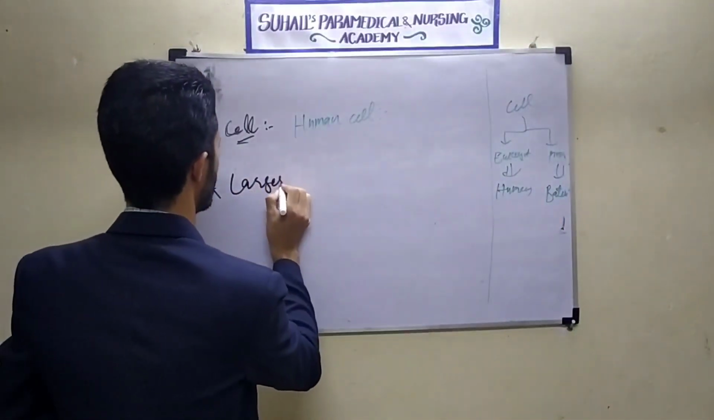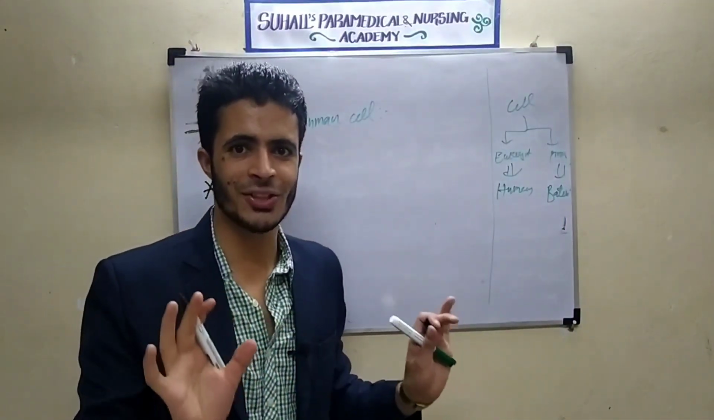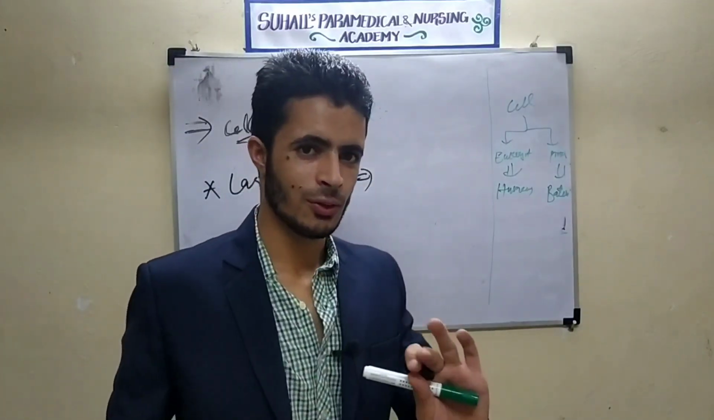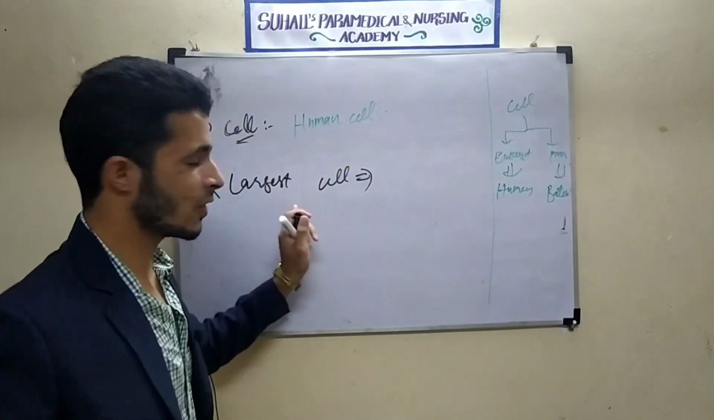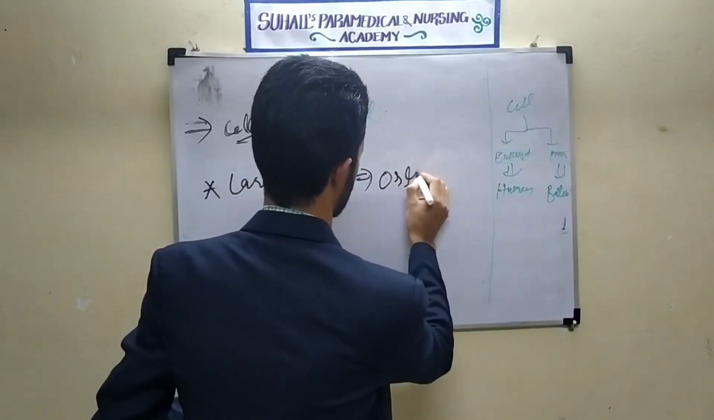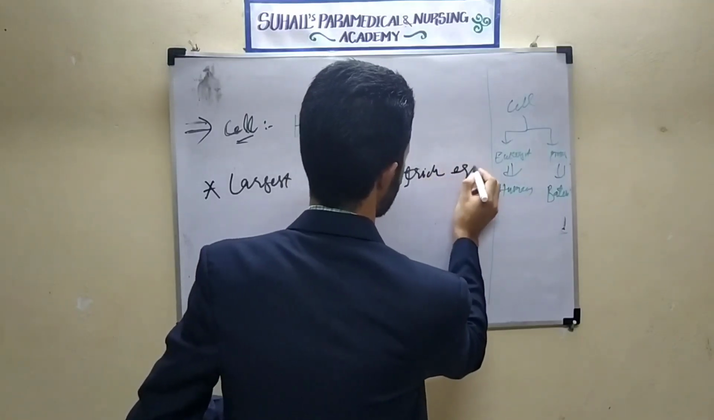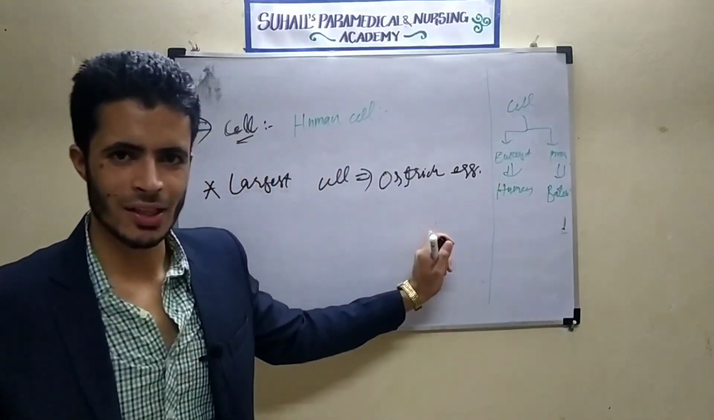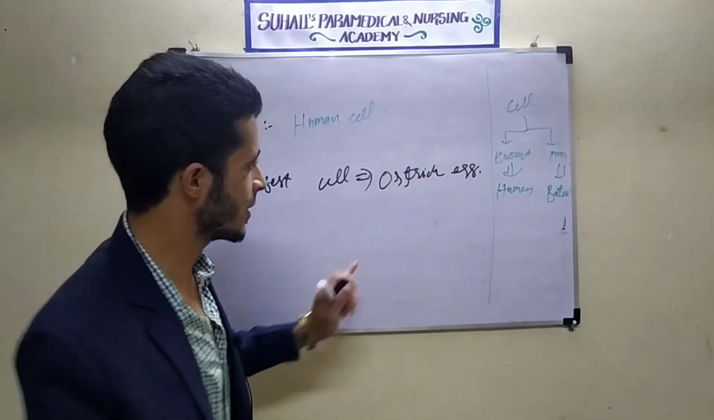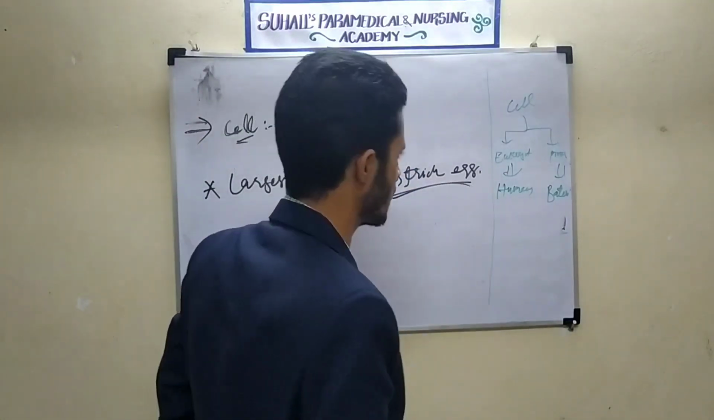See here, what is the largest cell? This is an interesting part also. Which is the largest cell in the whole world? You can tell if you know. That is the ostrich egg. The ostrich egg is the largest cell in the whole world.